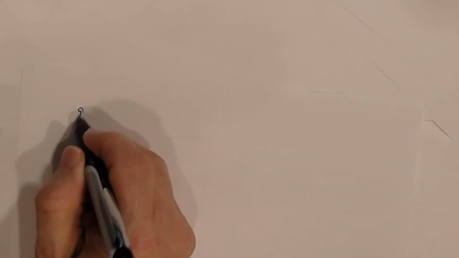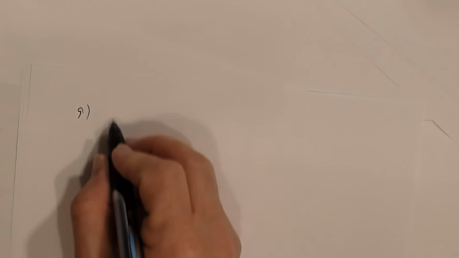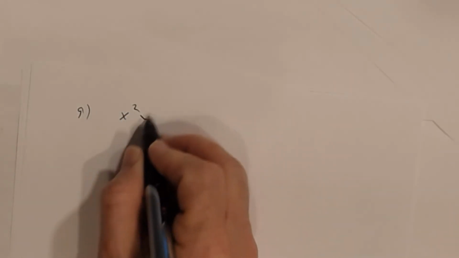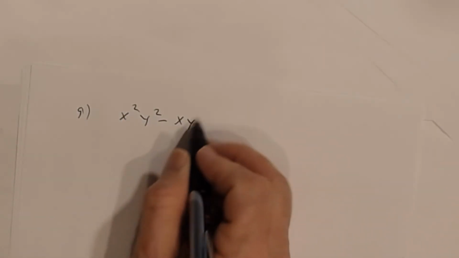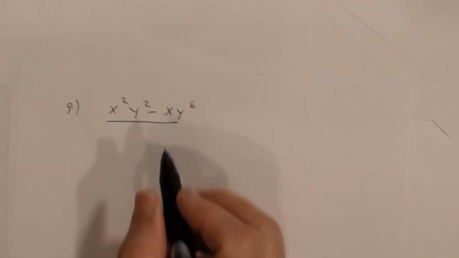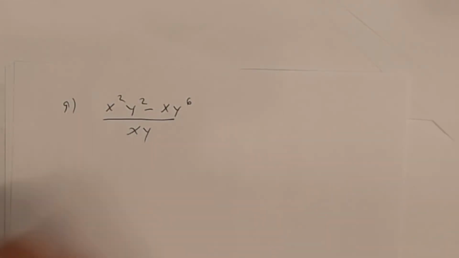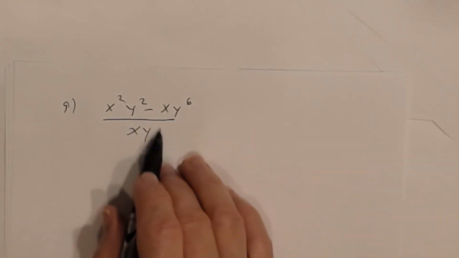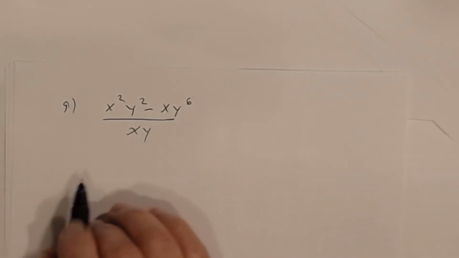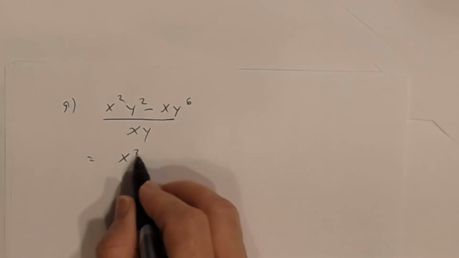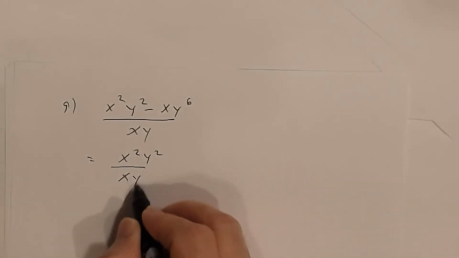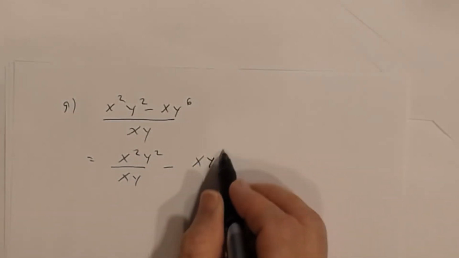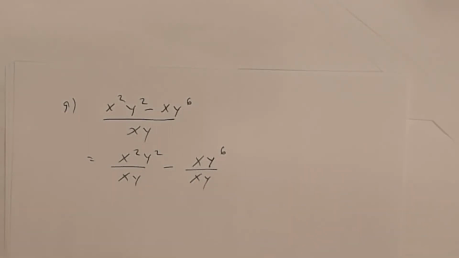Okay, number 9. Let's suppose we had x squared y squared minus x y to the 6 divided by xy. So again, I have a polynomial divided by a monomial. So I'm going to rewrite this as x squared y squared divided by xy minus x y to the 6 divided by xy. And then you just reduce, just like we had earlier.